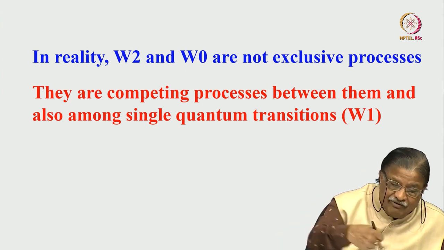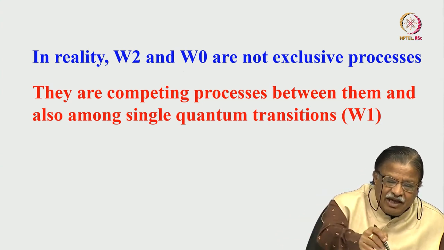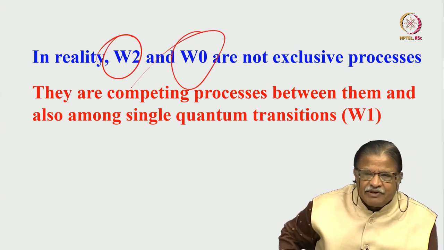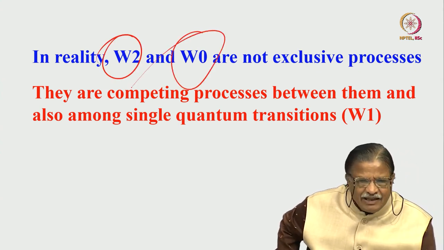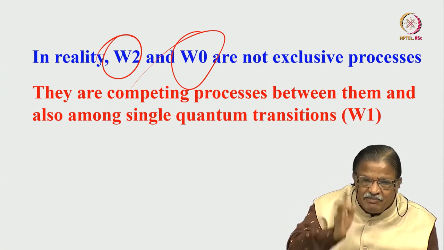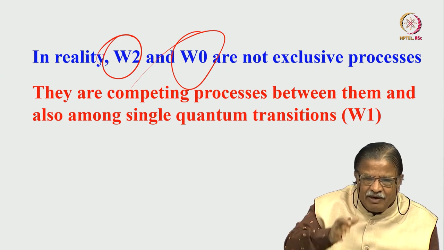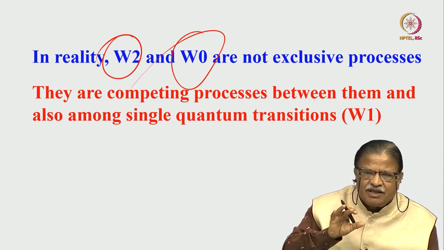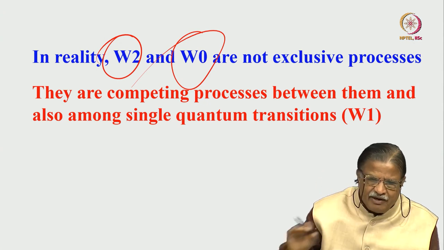For the purpose of calculation, I took them individually. But in reality, they are not separate, they are not exclusive processes. Both phenomena are simultaneously happening. One may be dominant, the other may be less dominant, or both may be dominant, or both may not be existing. We do not know.